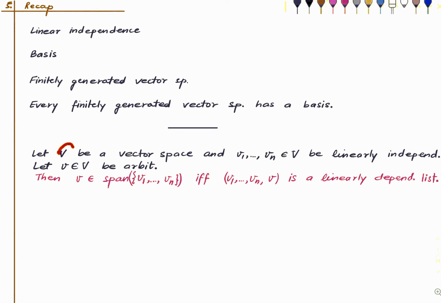It says that if we have a vector space V over some base field F, and we have a linearly independent list, so when I say v1 up to vn are linearly independent, it just means that this list is linearly independent. Then for any arbitrary vector v in the vector space, we have v belongs to the span of v1 up to vn if and only if the appended list is linearly dependent. So it's a very simple fact, but we need to know this.